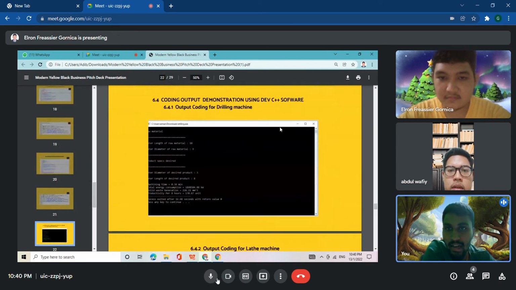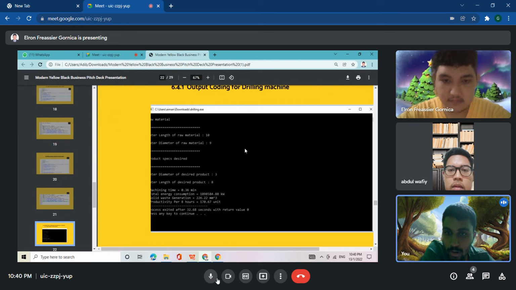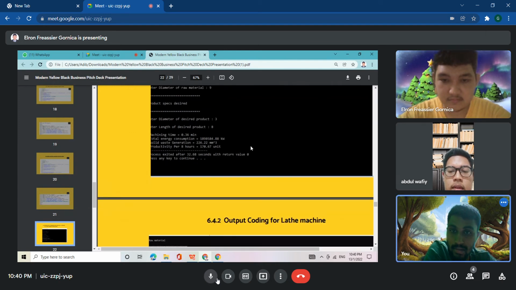This is the coding output demonstration using our software Dev C++. These are the output coding for the drilling machine. The machining time is 0.36 minute. Total energy consumption we get 189858 4.88 kilowatt. Solid waste generation is 226.22 millimeter per cube, and the productivity per 8 hours is 170.67 unit. The process exits after 32.68 seconds with return value of 0.